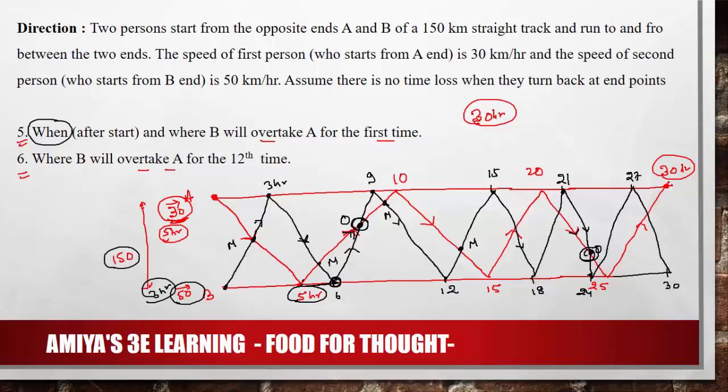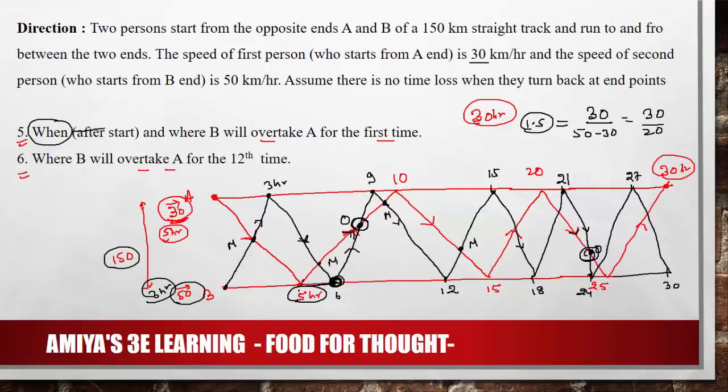In the 6 hours, how much distance they have traveled? In the 6 hours, the slower one traveled is nothing but the 1 hour distance. The 1 hour distance of the slower one is nothing but 30 kilometers. And since it is the overtake, in the overtake, the relative speed is what? 50 minus 30. That is nothing but 30 divided by 20, and that is nothing but 1.5. So they have taken 1.5 hour more after 6.